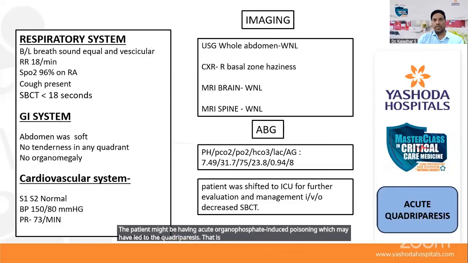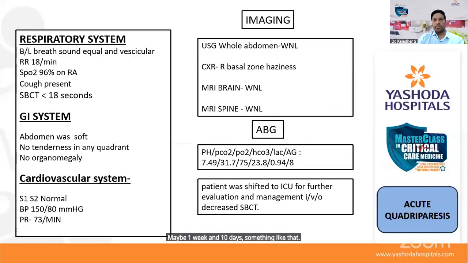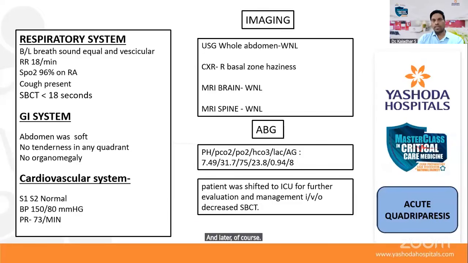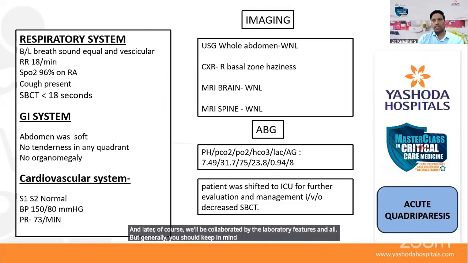That is one thing. But Guillain-Barré syndrome, most of the time it is obvious, as in your case, where the course of illness is over a period of time, maybe 1 week, 10 days, something like that. So depending upon the onset, duration, progression, how it is aggravating, relieving, the history of present illness, as we generally discuss, you can categorize these patients. Later, of course, it will be corroborated by laboratory features. But generally, you should keep in mind where the exact location of this disorder might be, from CNS down to muscle. That is how you have to approach.